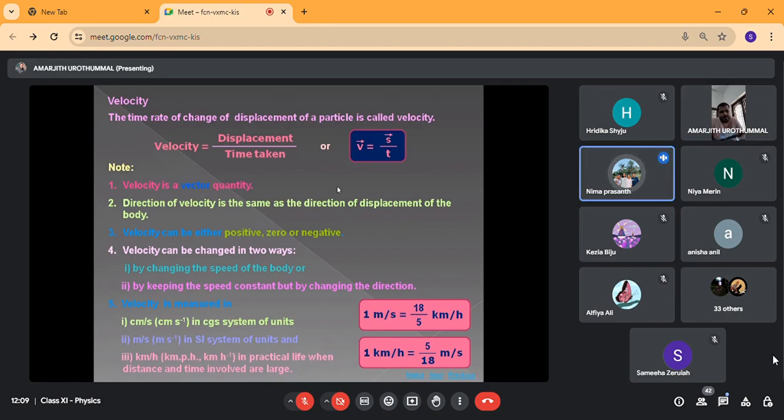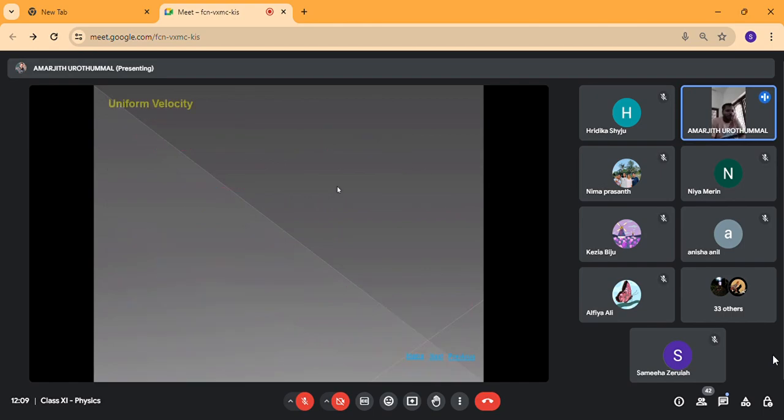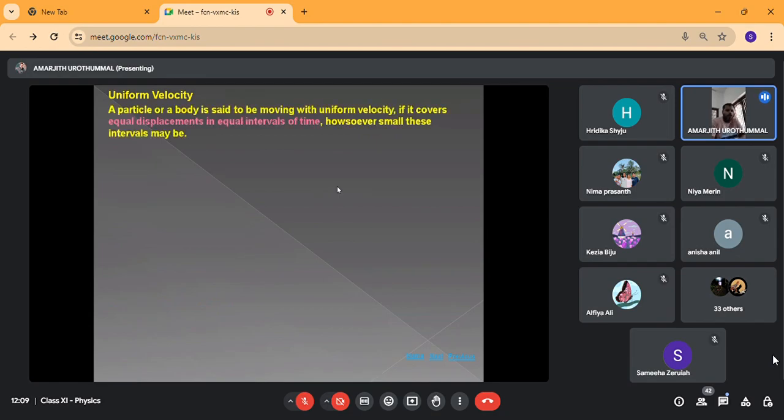Yes, sir. Good. Now, as we discussed about uniform speed, we are having uniform velocity also. If the object covers equal displacement in equal intervals of time, it is uniform velocity. If the object covers unequal displacement in equal intervals of time, it is non-uniform or variable velocity.